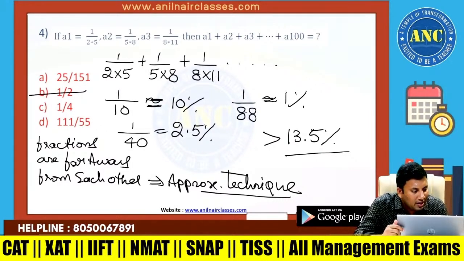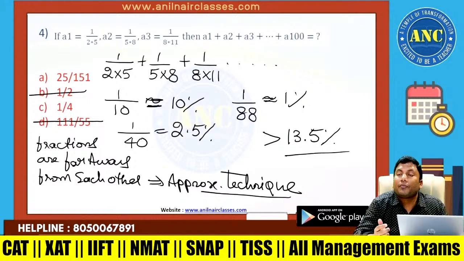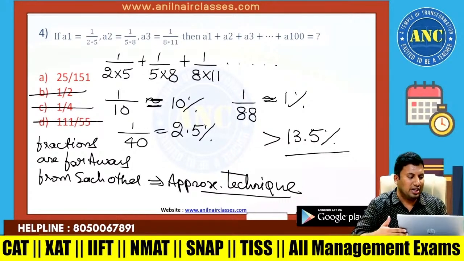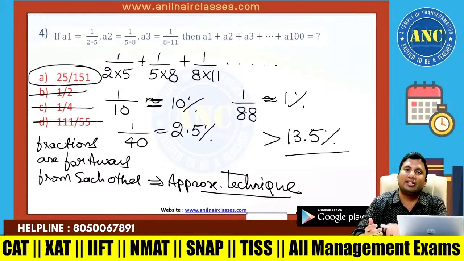This is anyway numerator greater than denominator, so we are stuck. 1 by 4 is 25%. The answer should be just greater than 13.5%. We got the answer as 25 by 151.